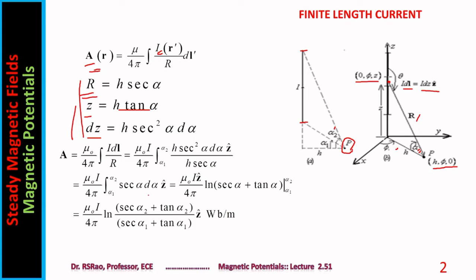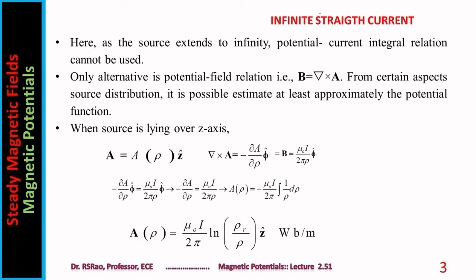Now integrating and substituting the limits, ultimately we get A equal to mu naught I by 4 pi natural logarithm of secant alpha 2 plus tan alpha 2 by secant alpha 1 plus tan alpha 1, z cap Webers per meter. Note, in solving, we assumed the entire system is in free space. Now we consider another problem, infinite straight line current. A current distribution infinite in length is given, and you are asked to find out the magnetic potential at point P, which is at a distance of rho from the source.